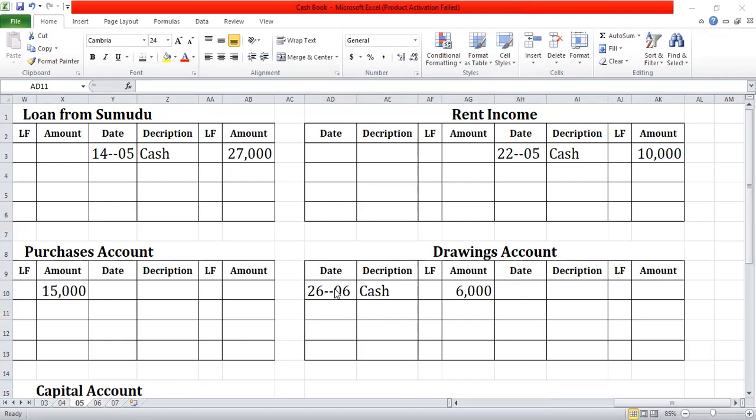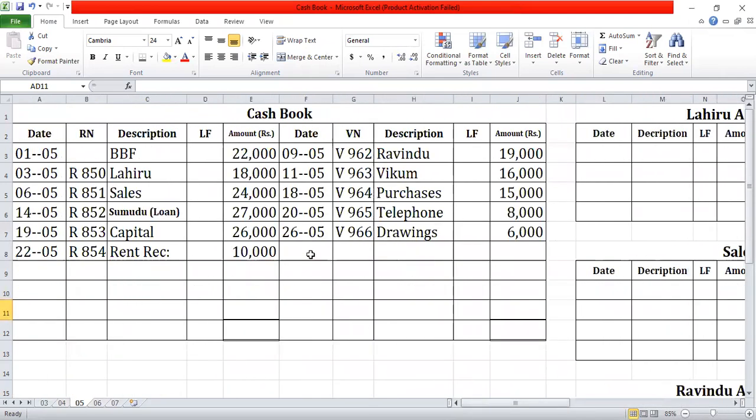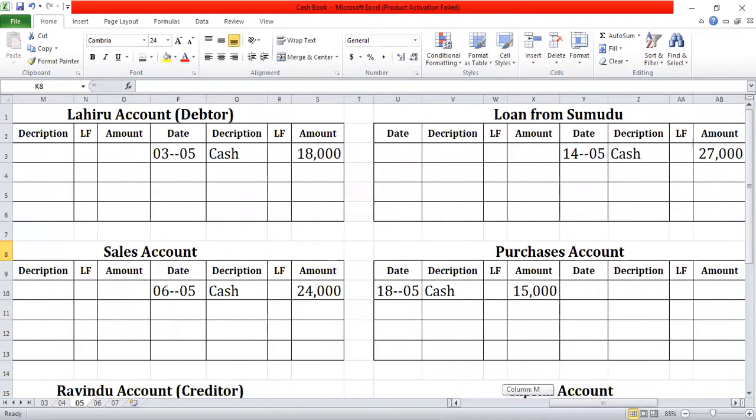And the last is 30th of May, purchases 22,000. It's another one. 30th of May, voucher number 967, purchase. Value is 22,000. Remember, you have already prepared the purchase account. You can update that purchase in the same account here. 30th of May, the cash purchase amount is 22,000.